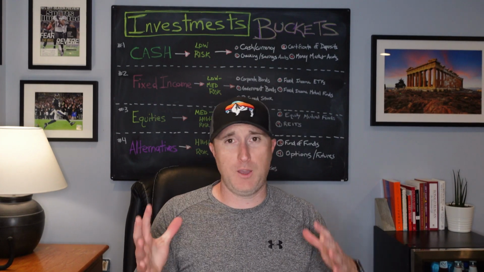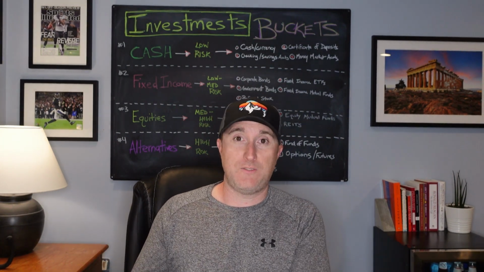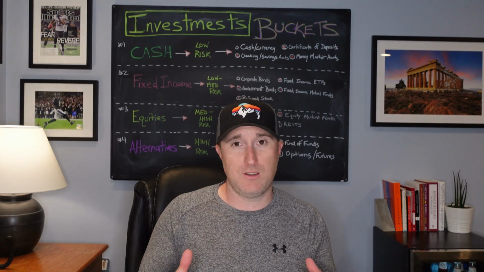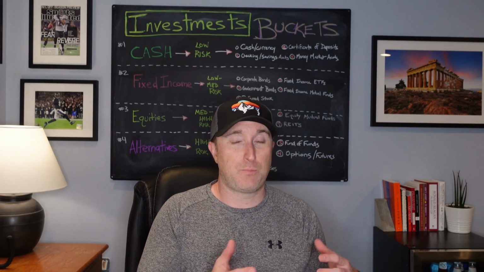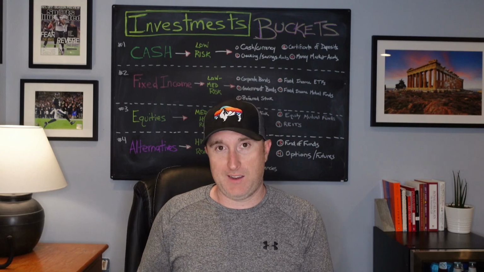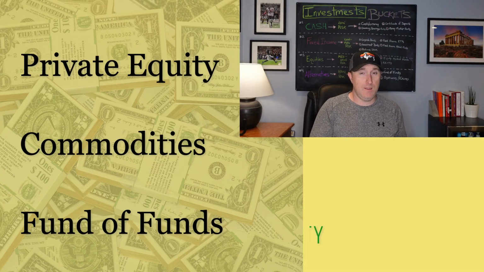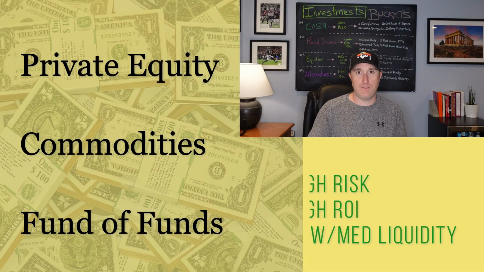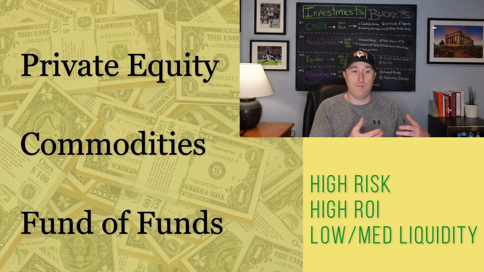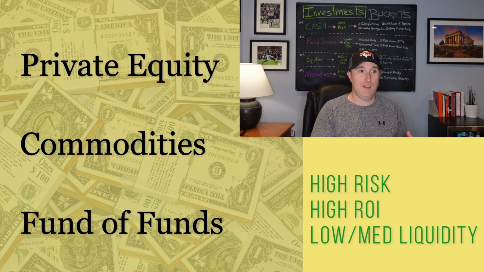Bucket 4 is going to be alternatives. There could be a lot that's factored into this bucket. I'm just going to hone in on 2, which is private equity and commodities. Private equity is you have ownership in a private company. Either you've been invited to participate in a private company and own shares of it, which are not traded on an active market like publicly traded companies. This is where you need to know somebody to invest in that company.